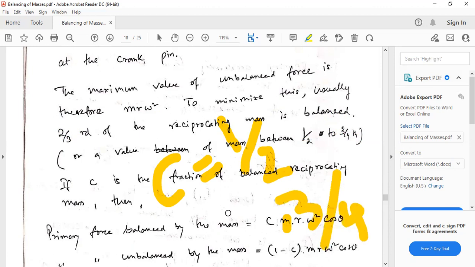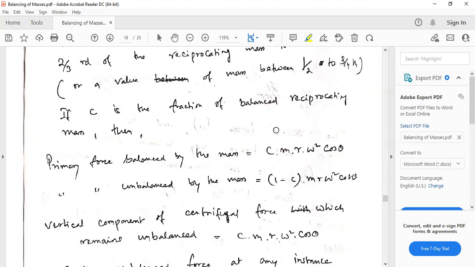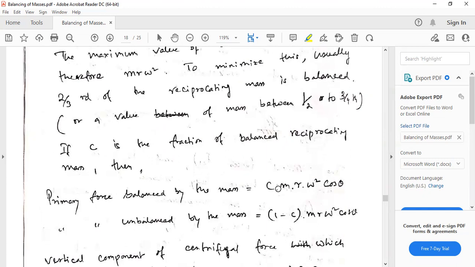This value of c is the fraction of the mass that is balanced. So if the total mass is 2 and c is half, what is the fraction? Half, 0.5, 50% is balanced. That means out of 2 kg we have balanced 1 kg, so half is the fraction of mass balanced. Understood? If suppose 2 kg is the total mass, we have balanced 1.5 kg out of it. How much have we balanced? 3/4 of the total mass. In that case c will be 3/4. So c is the fraction of the balanced mass we take. Understood?